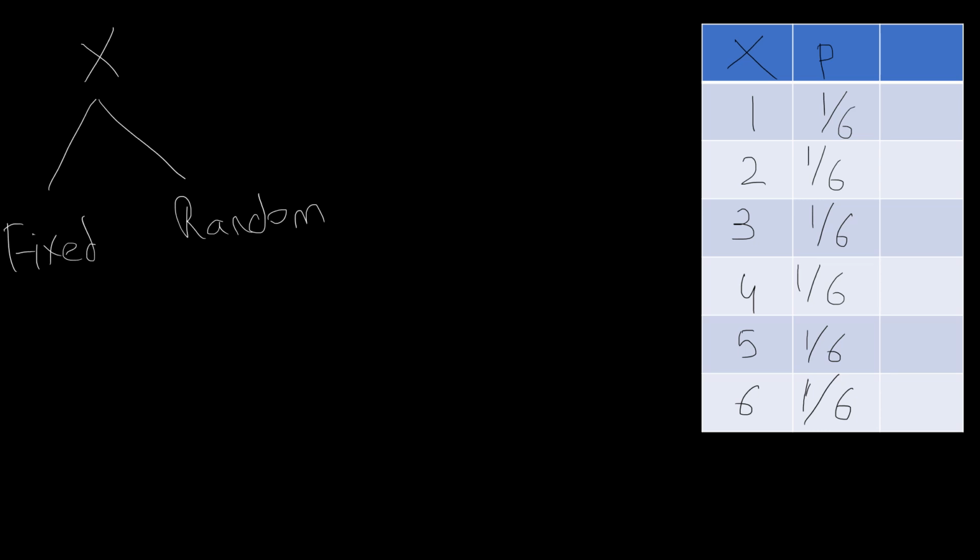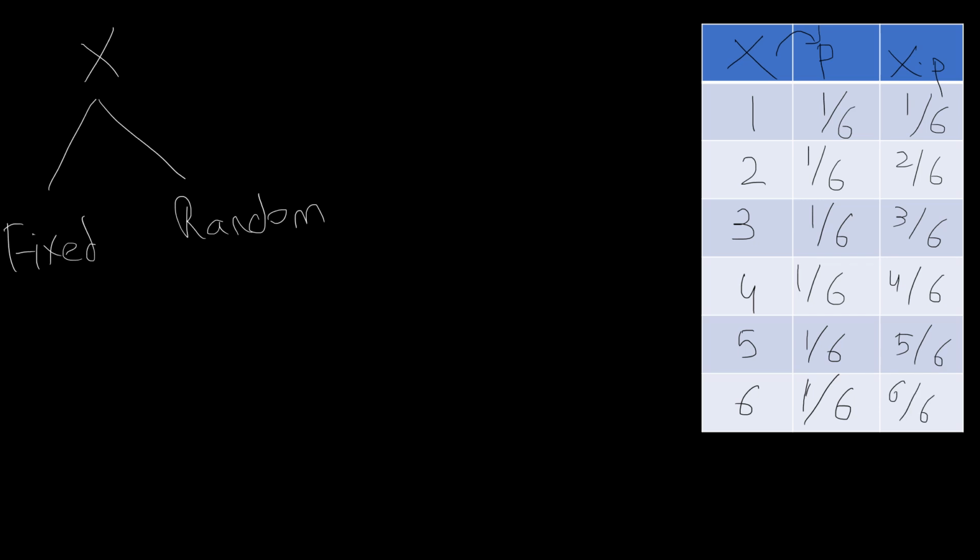The third column is simply going to represent the weighted values, where I'm going to multiply the values in the first column with the values in the second column. Once again, this can be filled up very quickly. 1 into 1 over 6 is 1 over 6, 2 into 1 over 6 is 2 over 6, and so on and so forth. So this can be filled up quite easily.